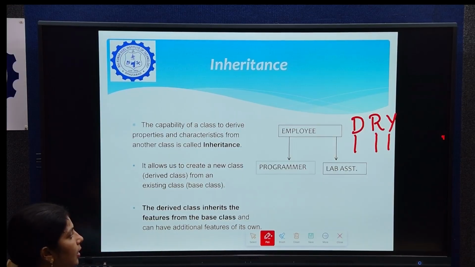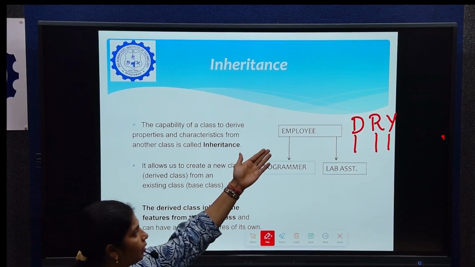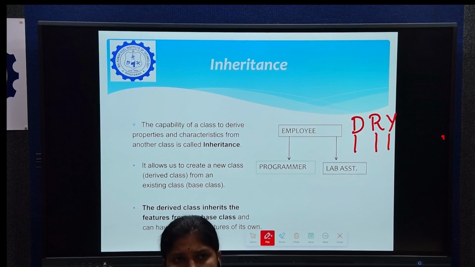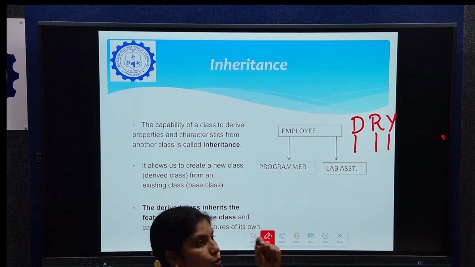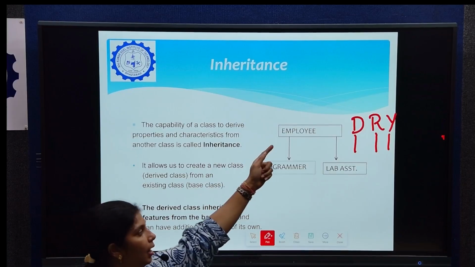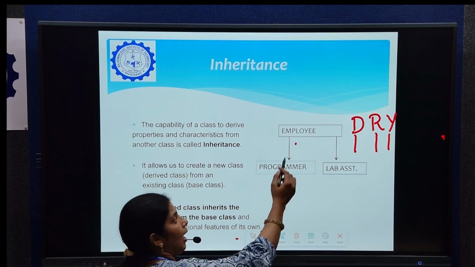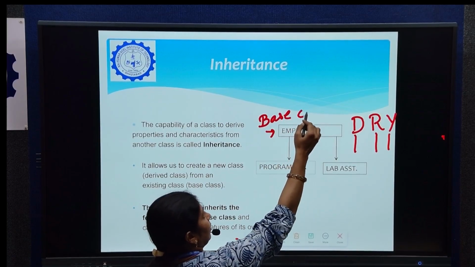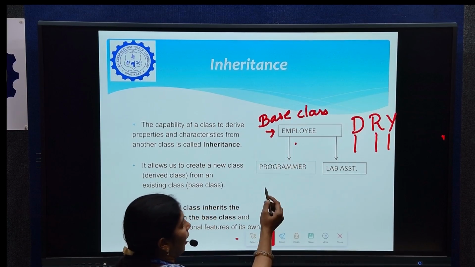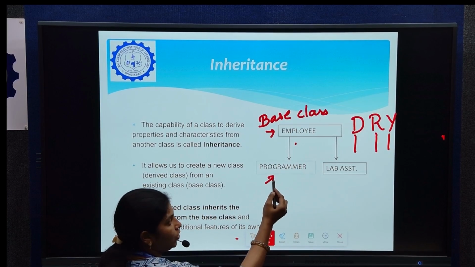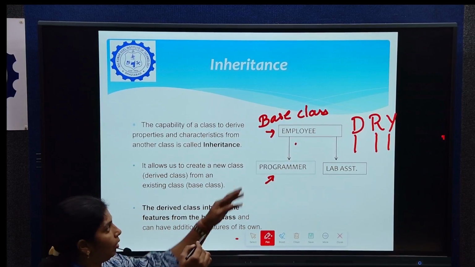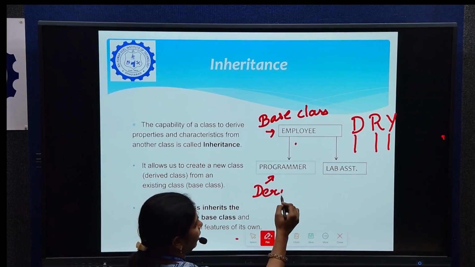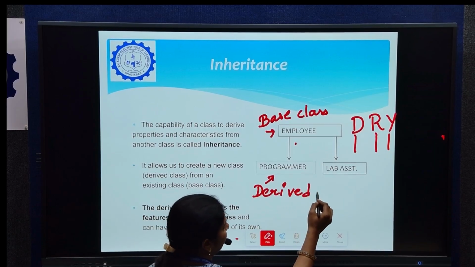So inheritance, there are two classes. Minimum there should be two classes. To apply inheritance, minimum there should be two classes. One class is called the base class, and the next class which is inherited from the base class is called the derived class.